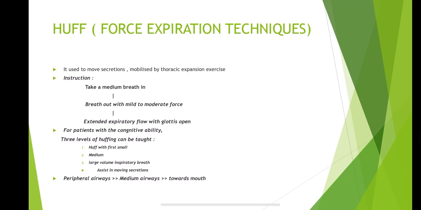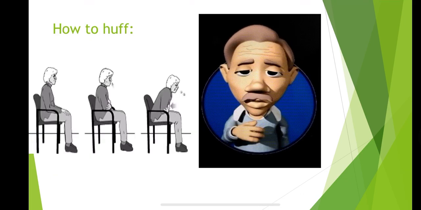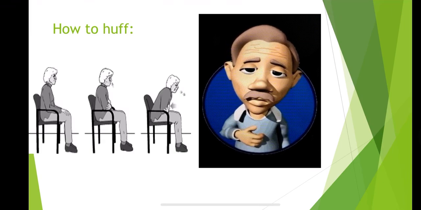There are three levels of huffing that can be taught. The first is small, second medium, and third one is large. The large volume inspiratory breath assists in moving the secretion from the peripheral airway to the medium airway and from the medium airway towards the mouth. Like we see how to do a huff in this image.